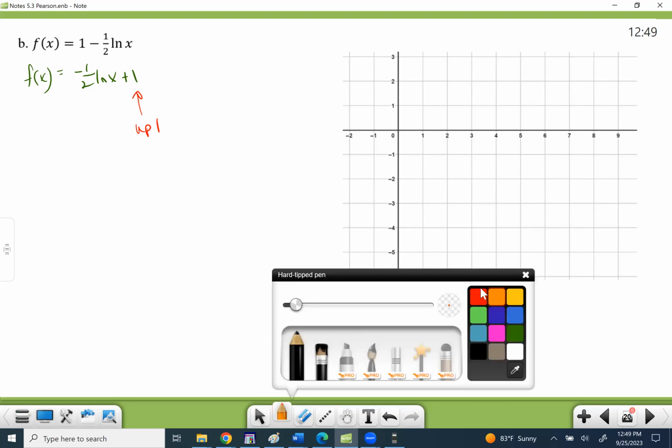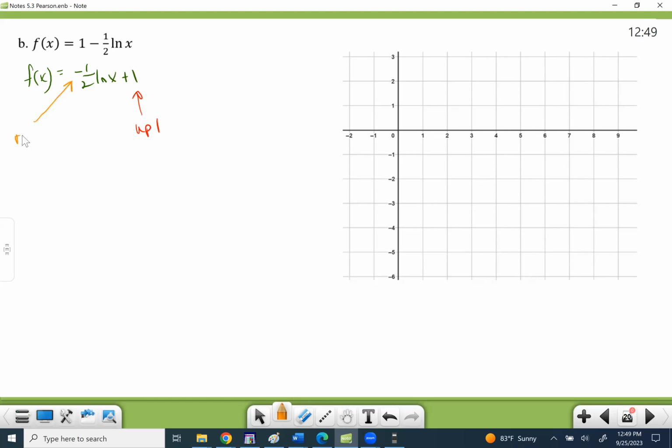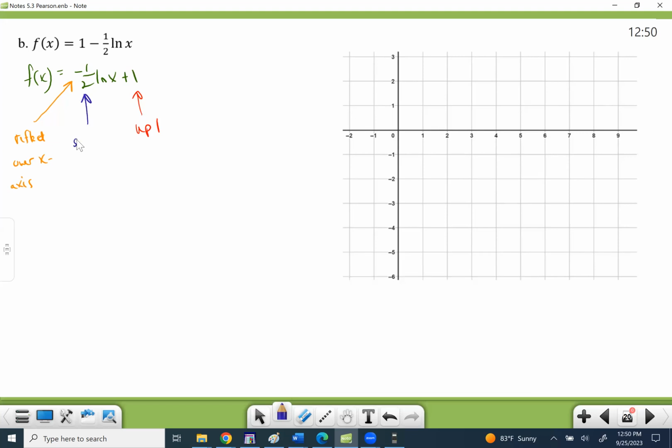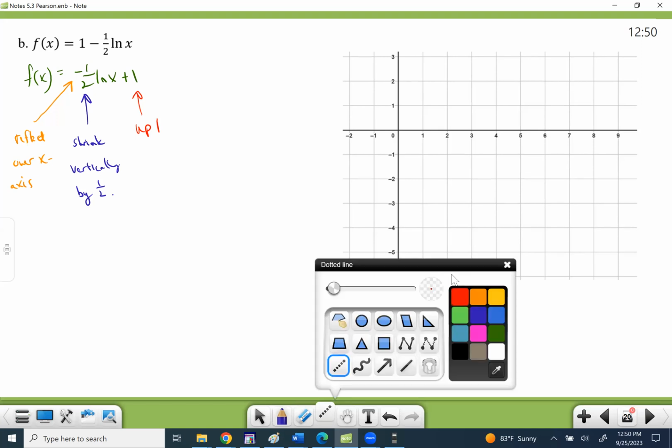This negative out front is going to reflect it over the x. And then a half out front, the number out front is what stretches or shrinks it. In this case, it's going to shrink it because it's a half. So we're going to shrink vertically by half. All right, so let's go ahead and graph the original natural log, just like we did last time.